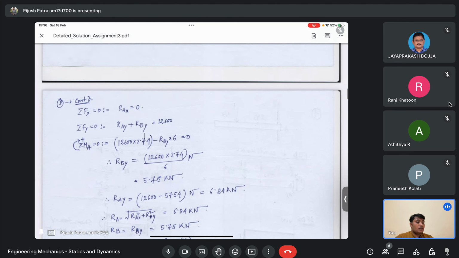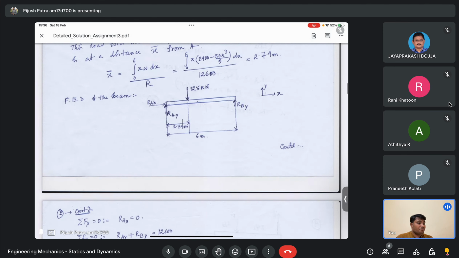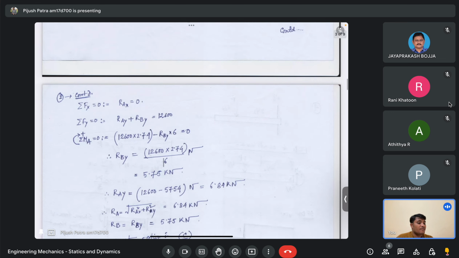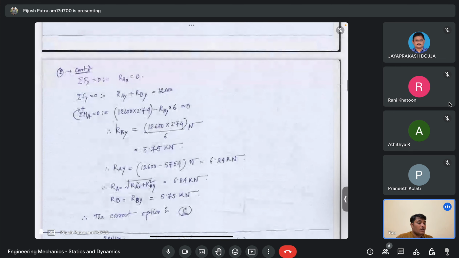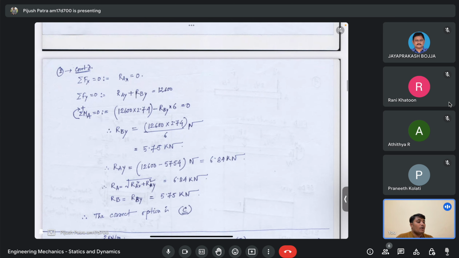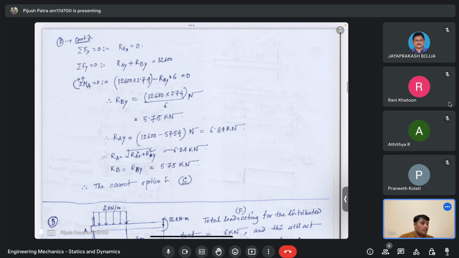That's in Newton, so 12,600. And Ma equals 0 means about this point. So RBY into 6 will be the anti-clockwise moment, and the clockwise moment is 12.6 into 2.74. If you do that, I will get RBY equals 5.74, and if I put that RBY in here, you can easily get RAY. So RAY equals 6.84 kilonewton, RBY equals 5.775 kilonewton.